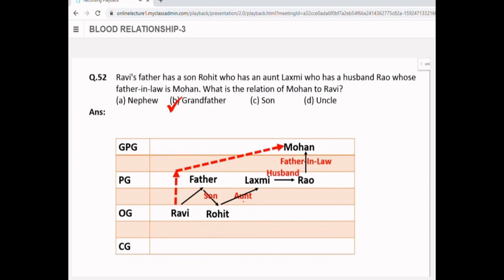Here in this diagram, I have not shown this, but that father and Lakshmi, they are siblings. Rao's father-in-law means Lakshmi's father. And when Mohan is Lakshmi's father, he is also the father of that father, Ravi's father. So Ravi's father's father is Mohan. So grandfather.